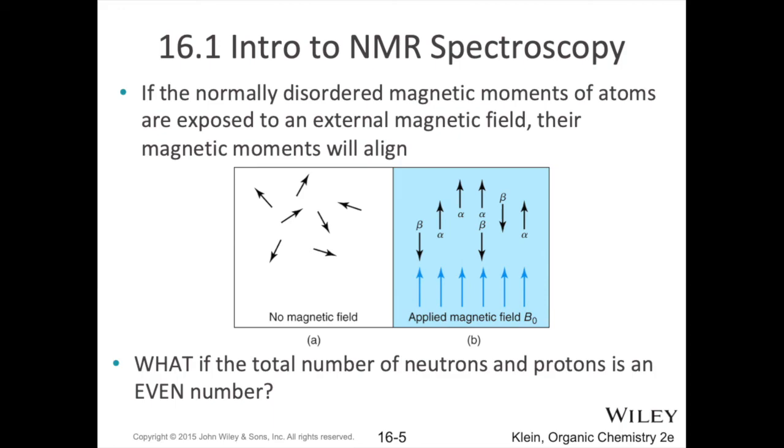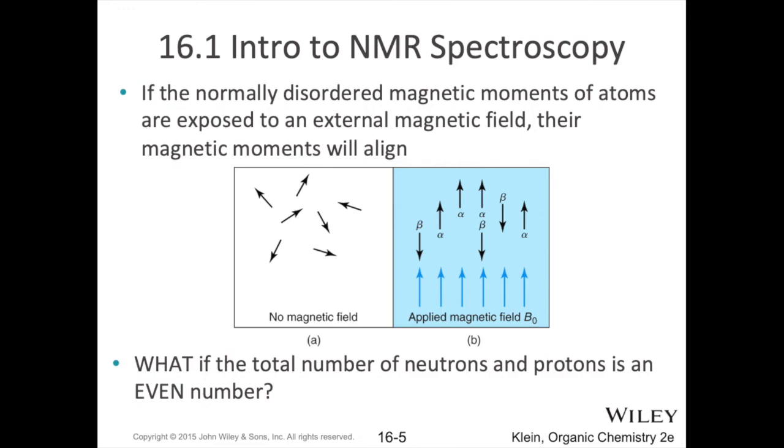Think of it kind of like this. If you don't have a magnetic field, you just have your nuclei spinning around any which way. But when you apply a magnetic field, these are going to line up, so they're going to be parallel. The axis of these nuclei spinning is going to be parallel to that magnetic field. Now, in order to be parallel, you can either have them aligned with or aligned against the magnetic field.